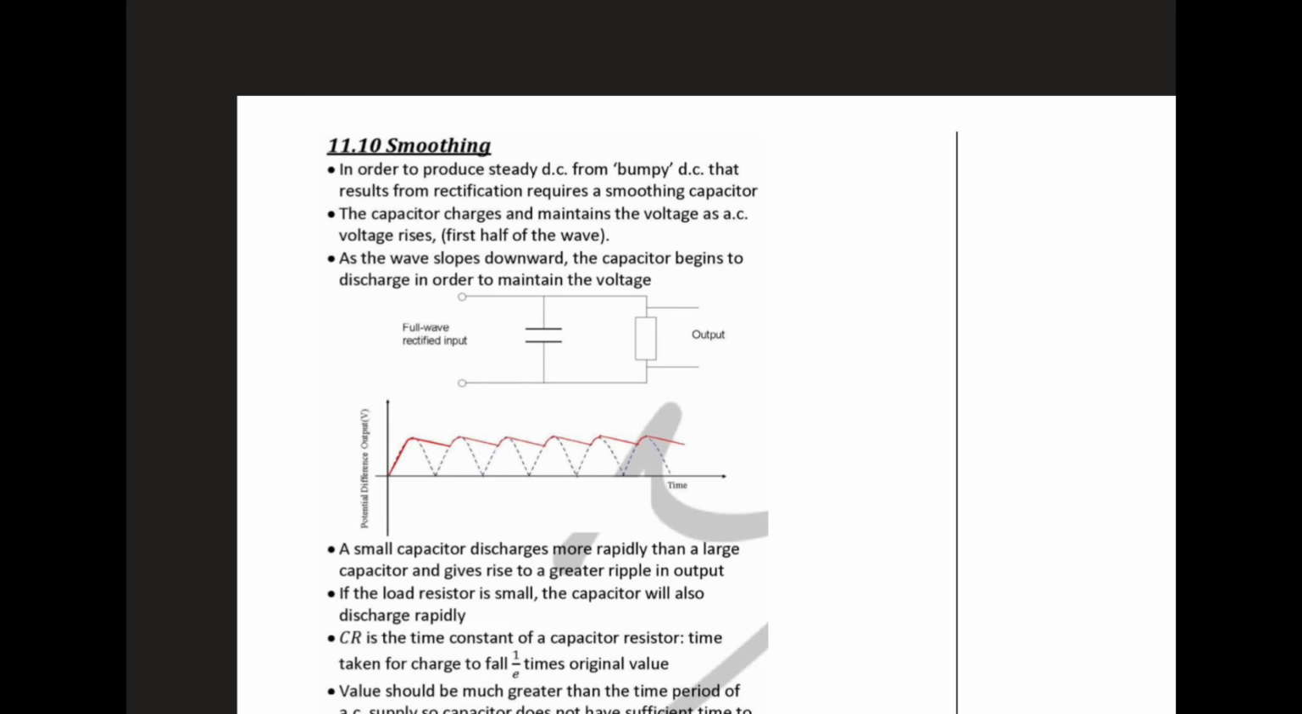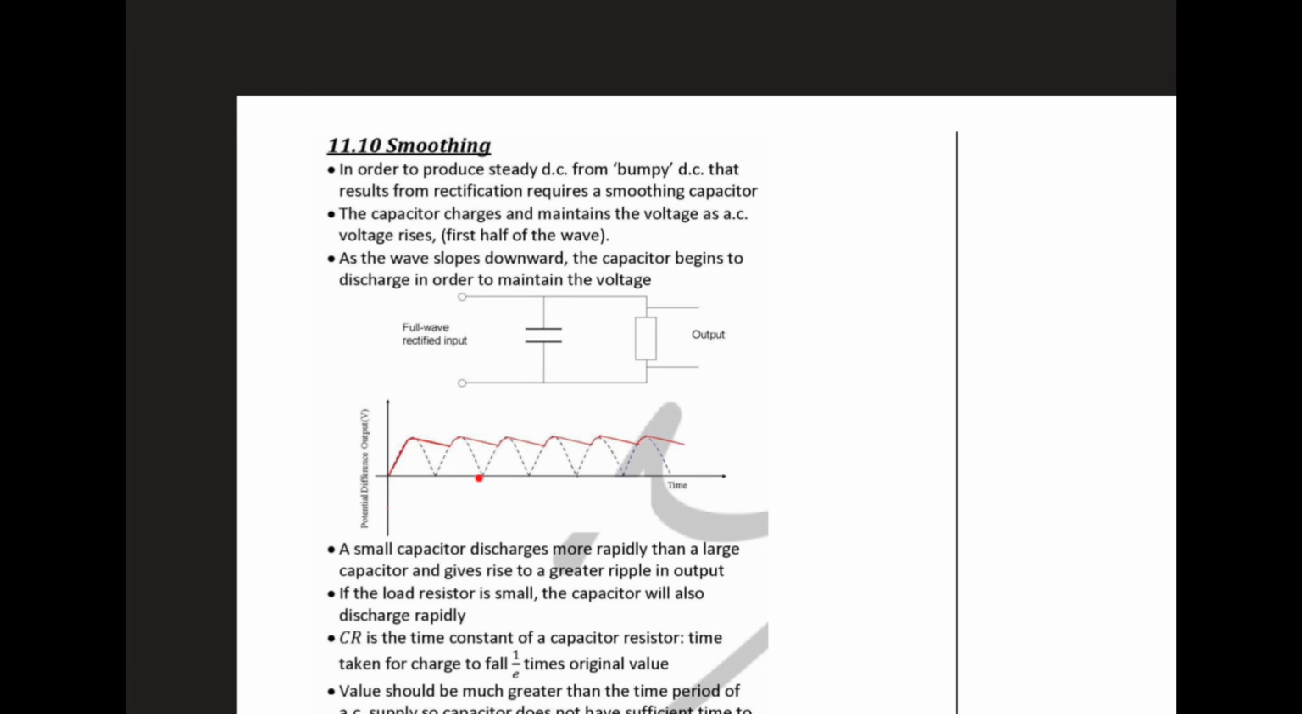What happened just now is after full wave rectification, our alternating current has become direct current that is bumpy, go up and down. That means they use the words bumpy direct current. So after full wave rectification, the outcome is bumpy direct current, which means they go up and down.